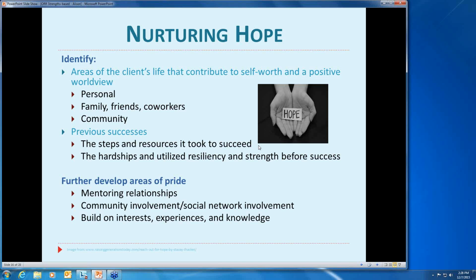And then lastly, we can help the client to further develop areas of pride by using mentoring relationships, both the mentor and the mentee. Both can create hope, either in that someone sees potential in you and wants to help you get to a better place, or that you know something well enough that you can help teach someone else. And then also increasing community involvement, finding ways that they can engage in things that interest them and build on their interests, experiences, and knowledge.